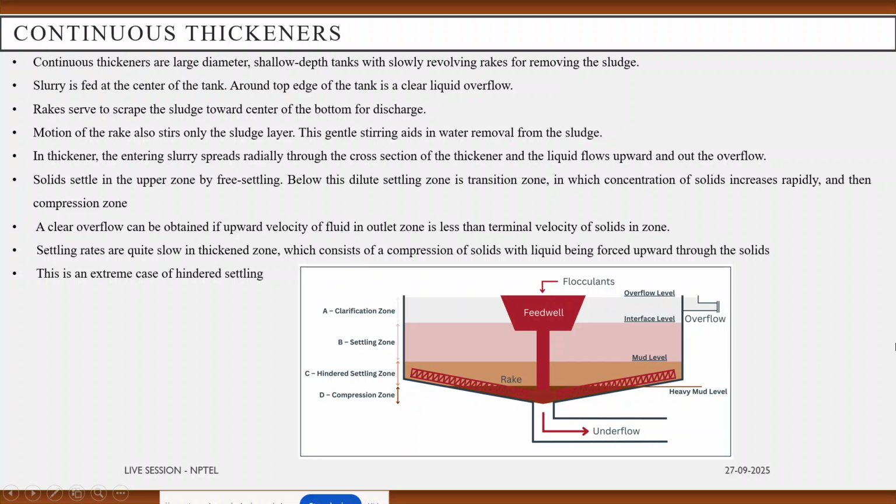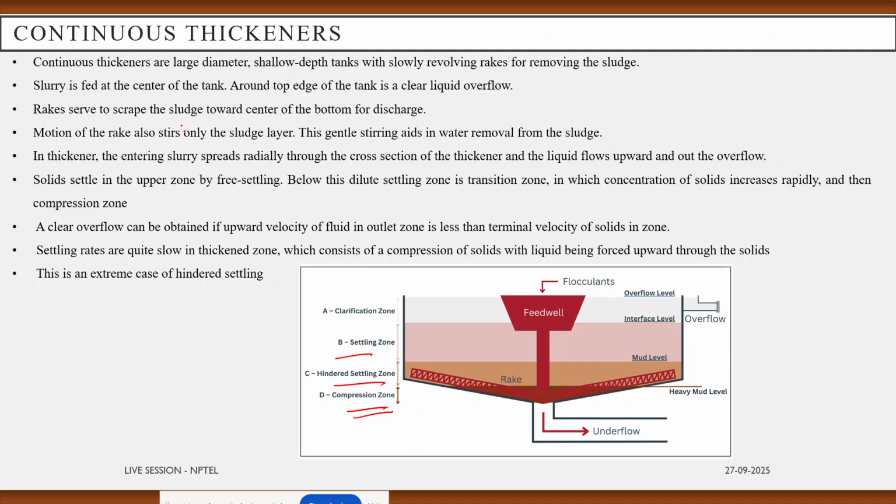So now we are going to discuss the last topic today. That one is the continuous thickener. This continuous thickener has a very large diameter. You can see flocculants are added in the feed well. Slurry is also fed at the center of the tank, and around the top edge of the tank will be clear liquid. First is the clarified zone, then the settling zone, hindered settling zone and compression zone at the bottom.